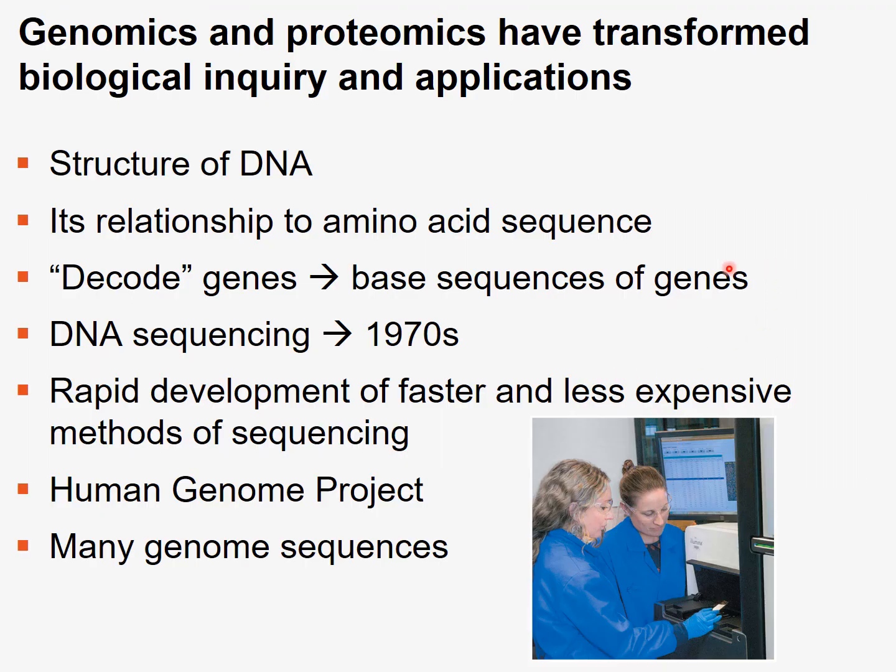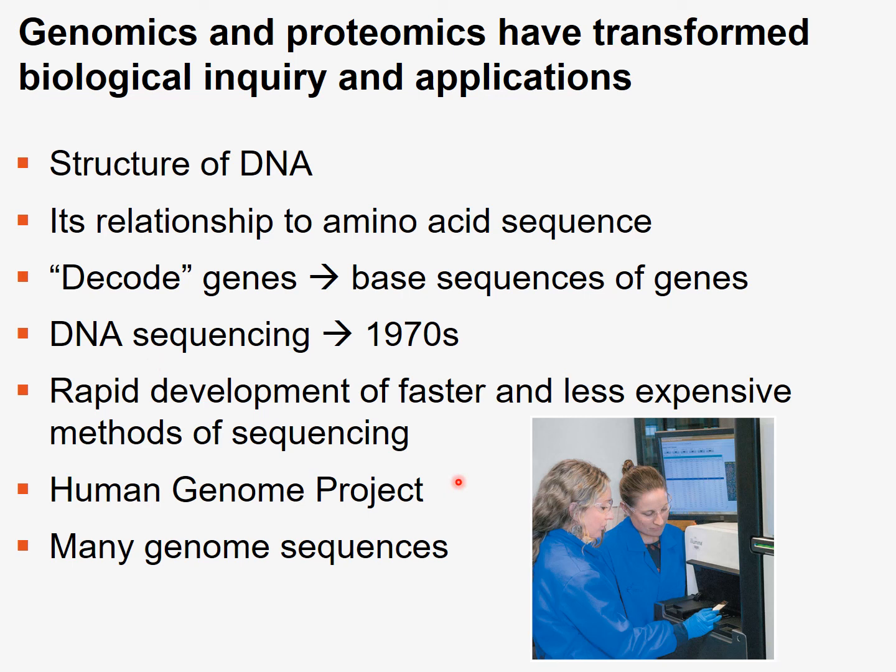All right, so let's talk about genomics and proteomics. We haven't really talked about the structure of proteins, but in terms of DNA, which makes up the genome of an organism, the structure of DNA and its relationship to the amino acid sequence is quite important, which allows us to decode genes. And we can decode genes by determining what the base sequences of genes are. Back in the 1970s is really where scientists started sequencing DNA, which is basically determining the order in which the nucleotides are connected together within the chromosomes.